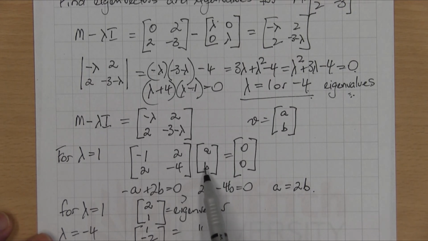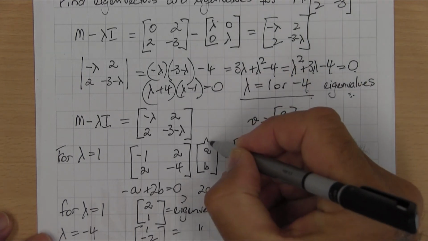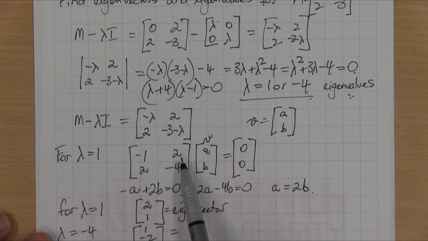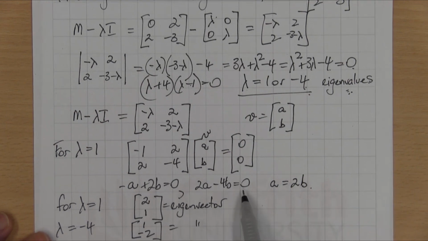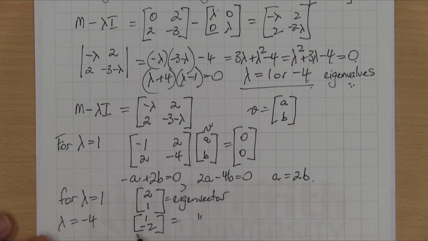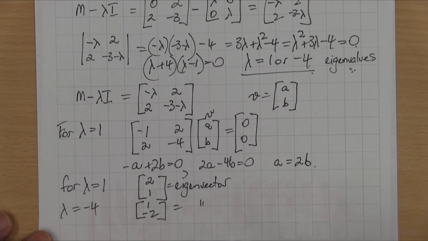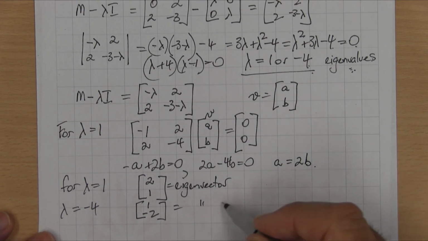I just used a and b for this, my v here, my eigenvector. So when I substitute lambda equals 1, I get that, and it's got to be equal to 0. You get some simultaneous equations, so you can find a relationship between a and b here. And so (2, 1) would be an eigenvector, and then for lambda equals -4, you get (1, -2) for your eigenvector.